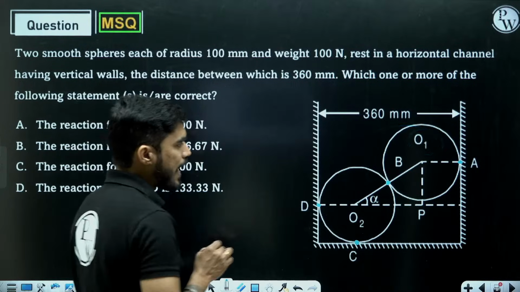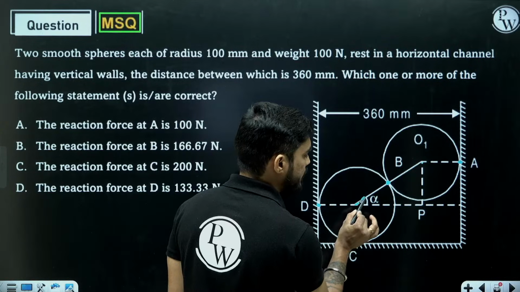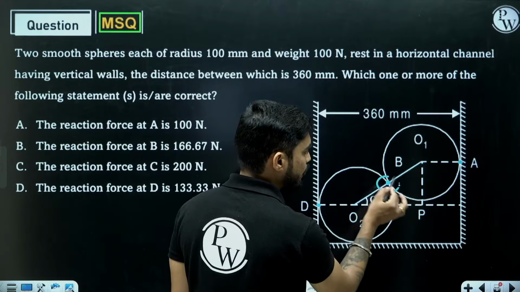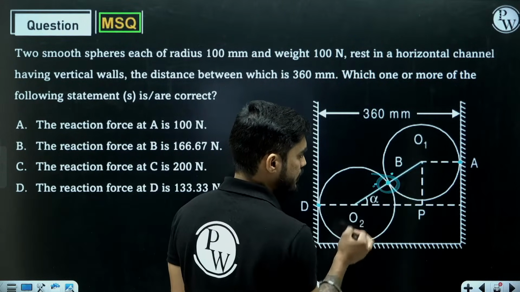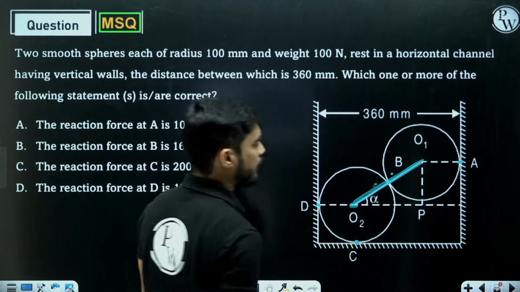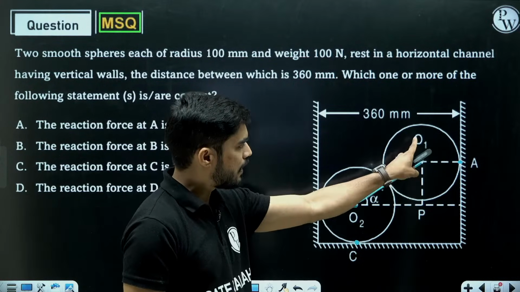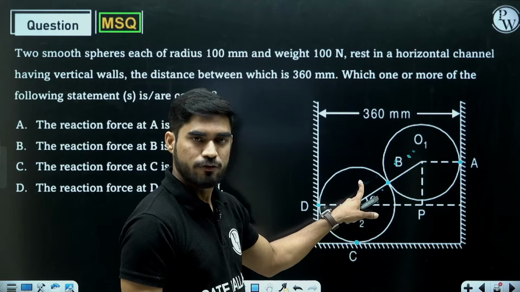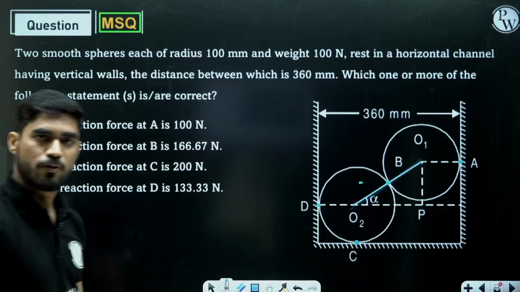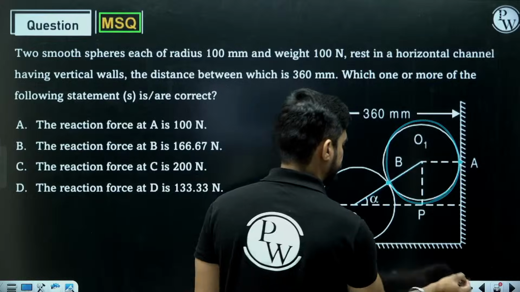Now the reaction acting between both these spheres will be acting from this center to this center. If you are confused about the direction of the reaction at point B between these two spheres, it will be directed from this center to this center. This sphere will apply force on this sphere, and this sphere will apply force on this sphere. So what will be the direction of reaction? From this center to this center. Okay, so let's draw the free body diagram of this sphere.